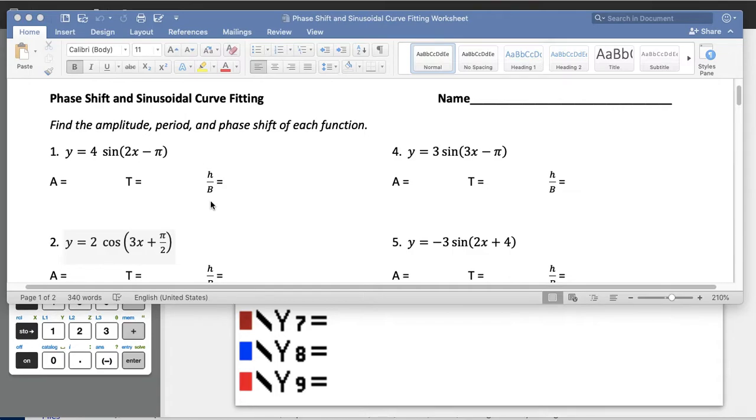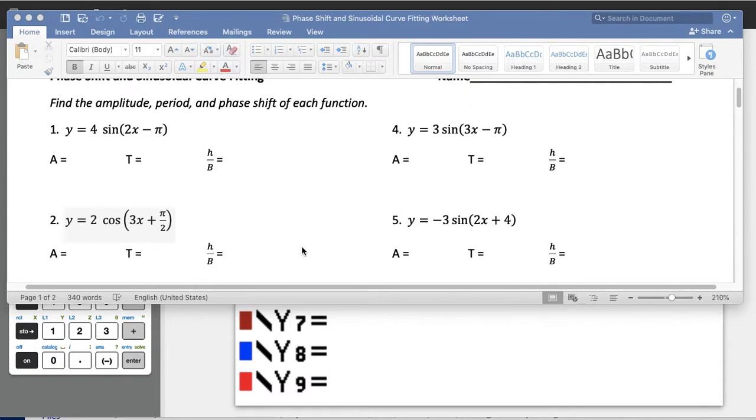So this gets more into electricity and things like that. So I didn't really focus on so much phase shift as I did horizontal shift. But on this worksheet, we're going to do phase shift, which is just nothing more than this h divided by this b. So your amplitude obviously is 4. Your period is 2 pi divided by b, which is 2, so it'd be 2 pi over 2, which is just pi. And then your phase shift is the horizontal shift, pi, divided by b, which is 2. So that would be your phase shift.